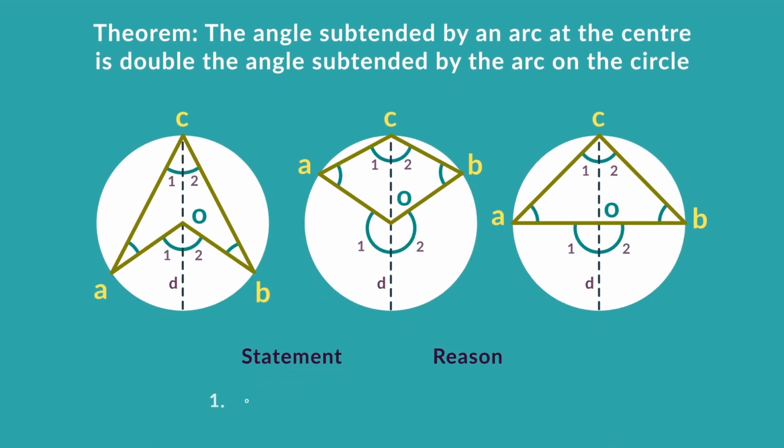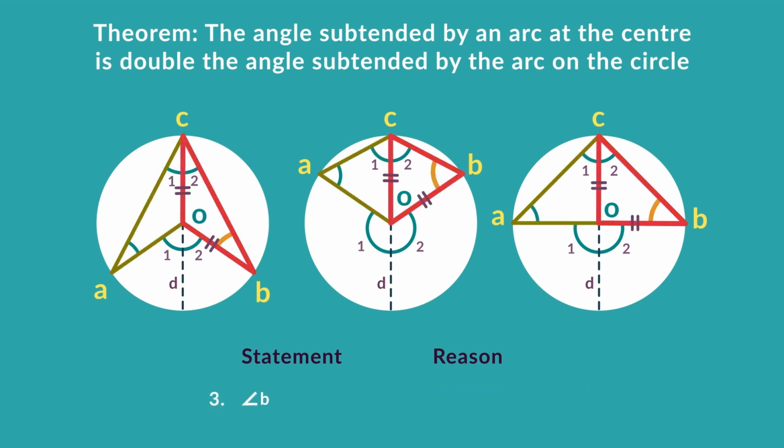Here's the proof. OA is equal to OB and to OC in all the diagrams because they are the radii of the circle. Triangle AOC is isosceles and has two equal sides because the sides are formed by radii, and so angle A equals angle C1.